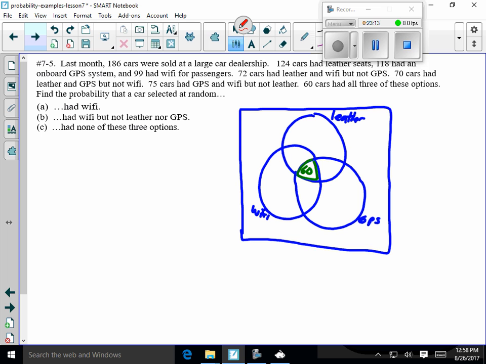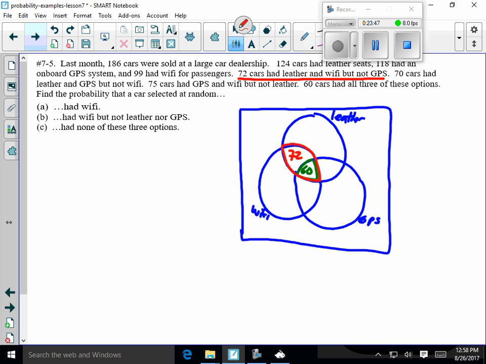All right. Then if I go out to the next level, I can use this sentence here. It says 72 cars had leather and Wi-Fi but not GPS. So where would that be? They have to be in the leather circle and they have to be in the Wi-Fi circle, right? So that would be this, the leather circle and the Wi-Fi circle, but not GPS. So they're telling me that I'm not supposed to include the 60 cars here that had GPS. So they're specifically telling me that this number here is 72.